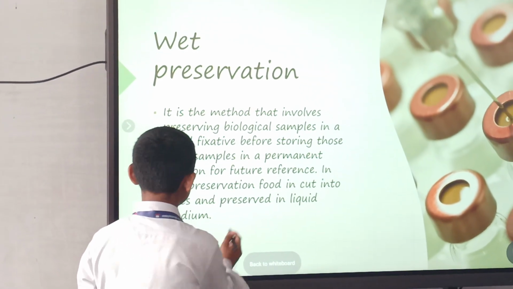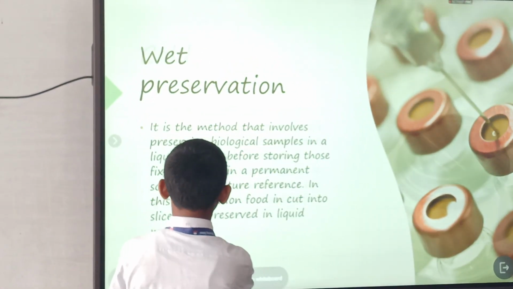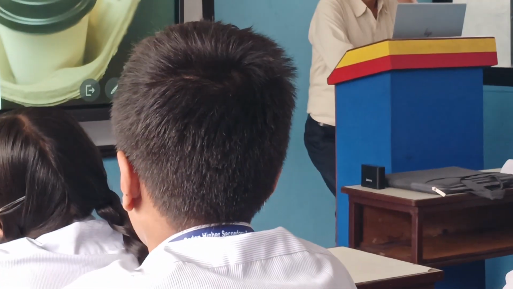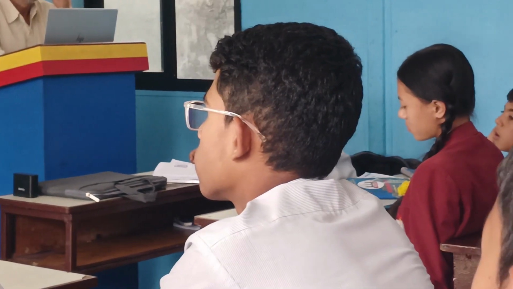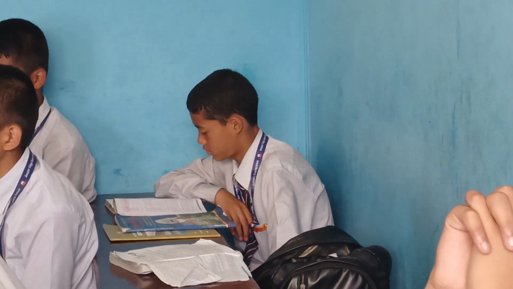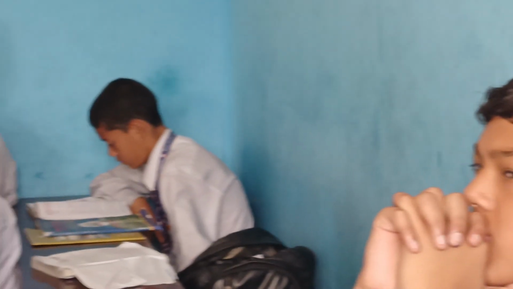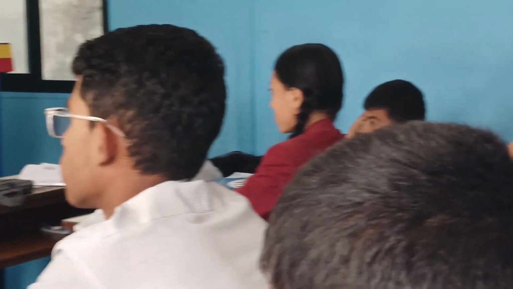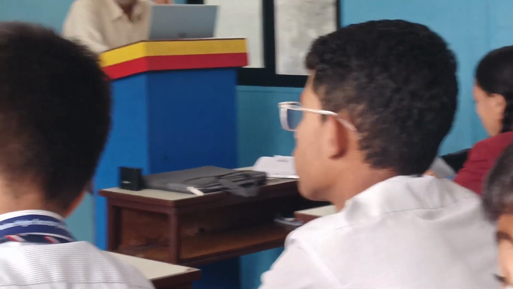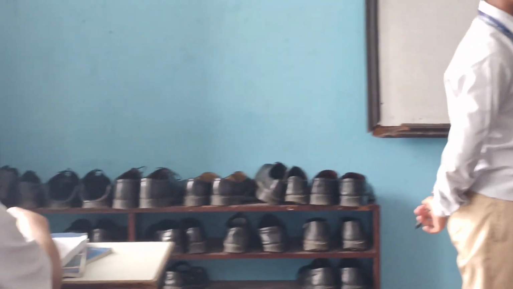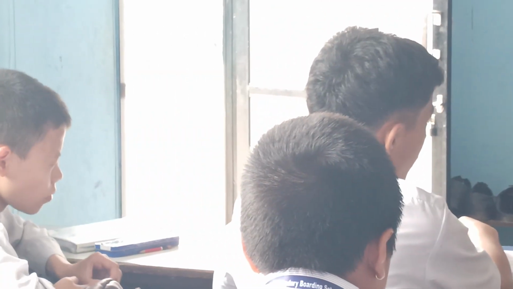And the next slide is about cold preservation. It is the process of storing perishable food items at a low temperature to maintain food safety and improve food preservation. This helps to slow down the rate of spoilage to extend its shelf life. Cold preservation is the method of preservation in which food is kept at a low temperature to maintain food safety and keep it fresh.